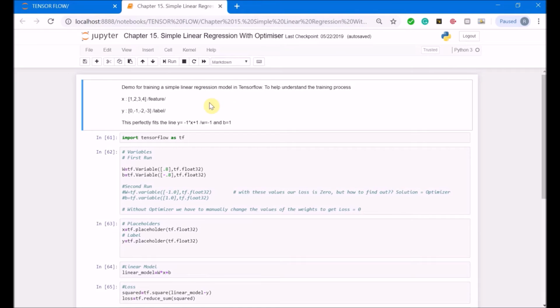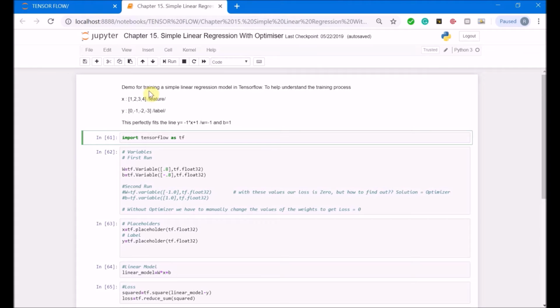Okay, so here we are, chapter 15, Simple Linear Regression with Optimizer on Jupyter Notebook. The points of x and y are still the same as chapter number 14, but this time we don't know the values of w and b, and it will find them out on its own using the optimizer. As you can see, I had run these lines of code previously.